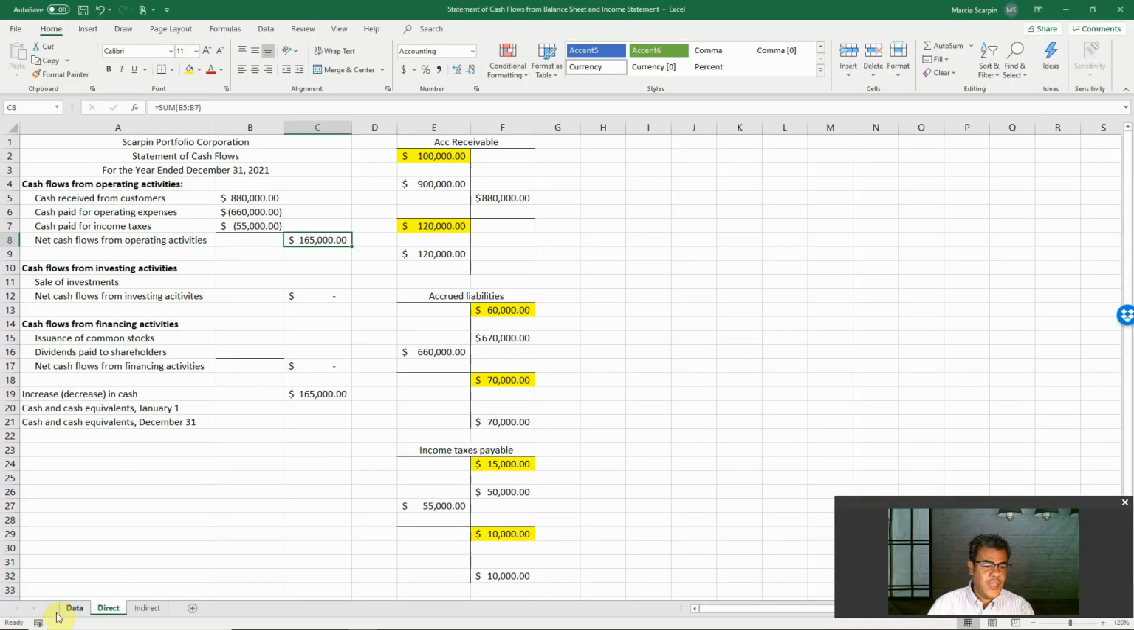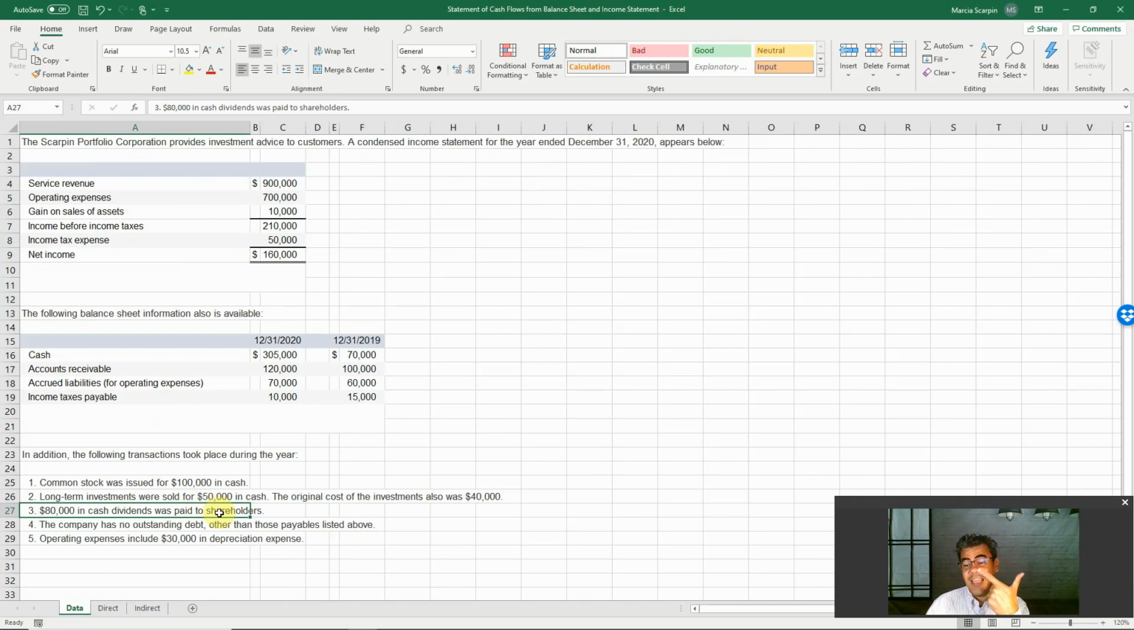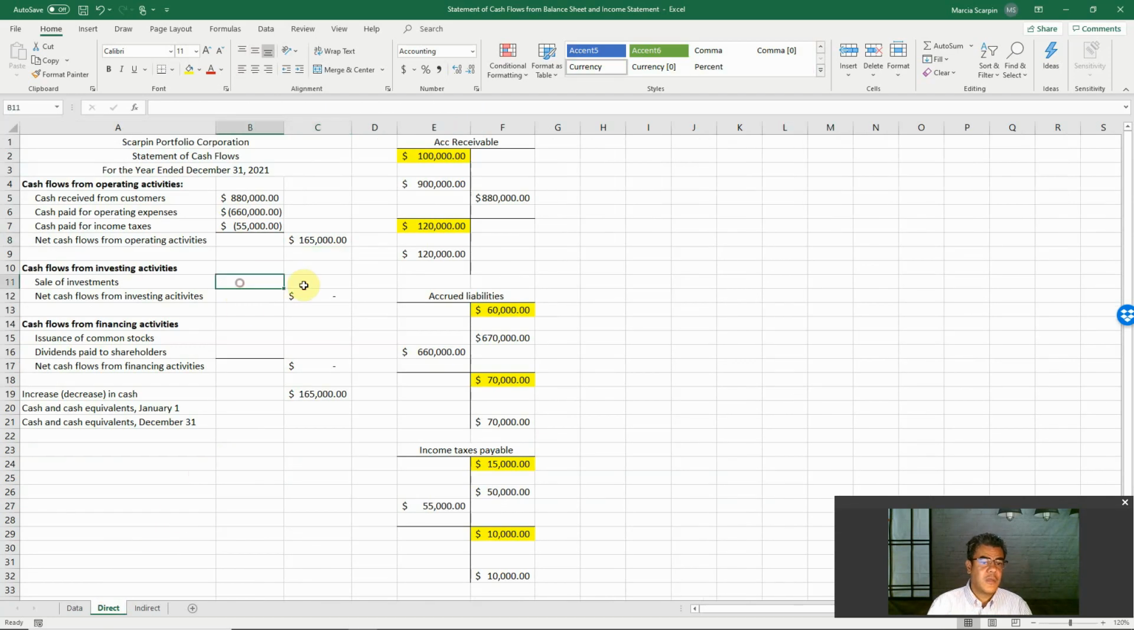So let's check what kind of info we have here. And usually, for investing and financing activities, we work with additional info. We don't work with the balance sheet or income statement anymore. Here, for the long-term investment asset, it was sold for $50,000 in cash. Original cost of this investment was 40. Original cost we have only for the gain or loss. It doesn't matter for our investing activities because what changes cash is for how much you sell it. So you sold for 50,000 in cash. So this is it, and we have no purchase here.